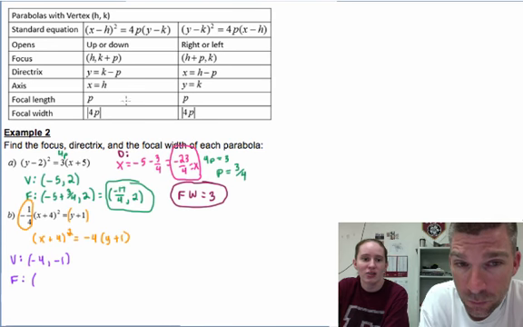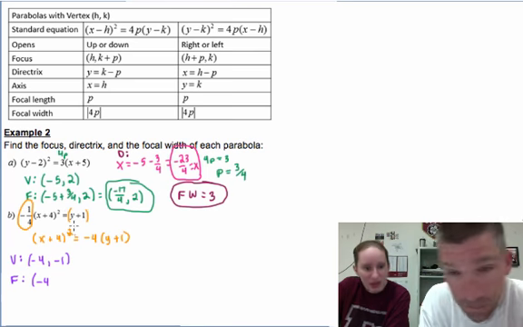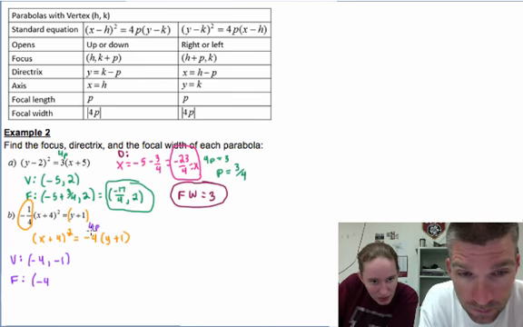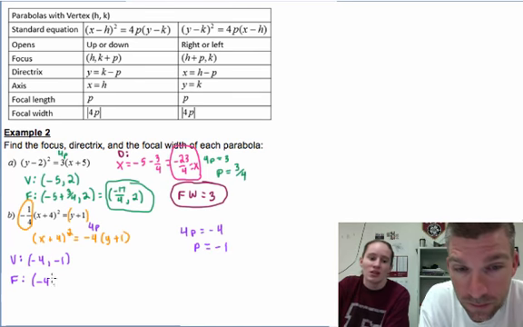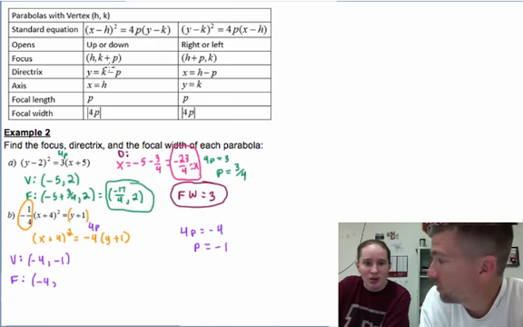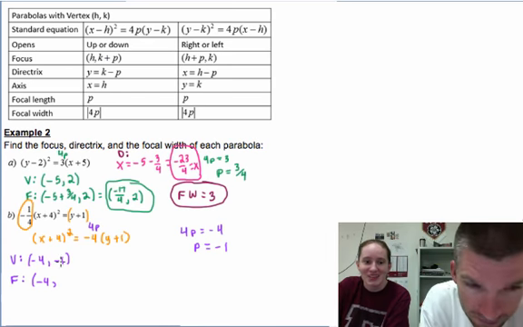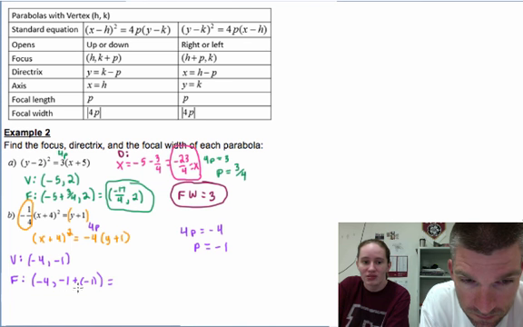Okay, our focus. Now we're on the first column, so we're going to add to our y. We need to find p. Here, this is 4p. 4p equals negative 4, so p is negative 1, because you divide both sides by 4. That means k plus p is negative 1 plus negative 1, which is negative 2. So negative 4, comma, negative 2. That's where our focus is.